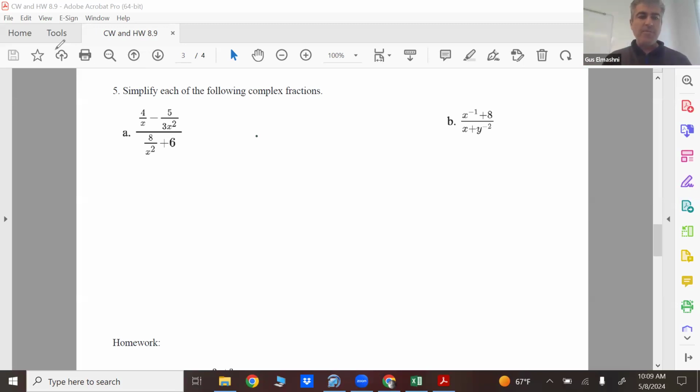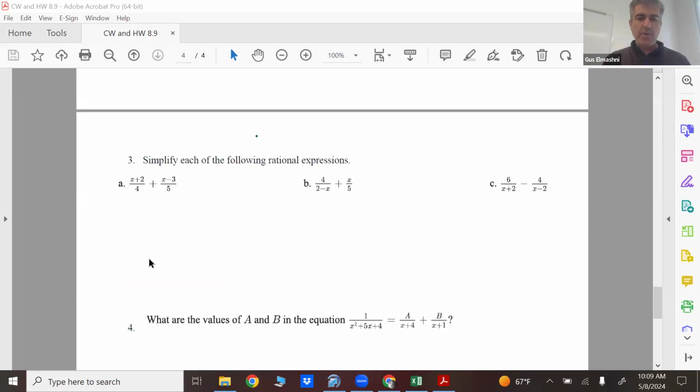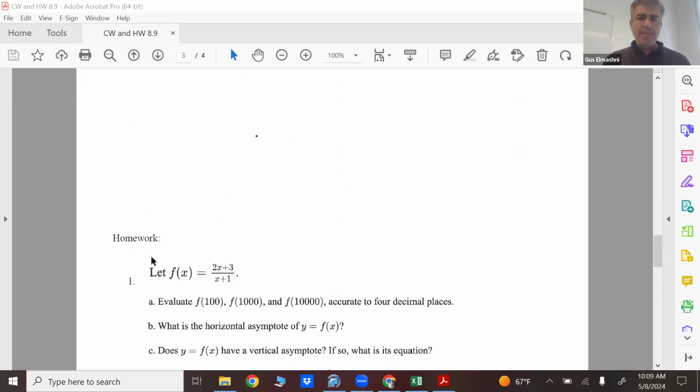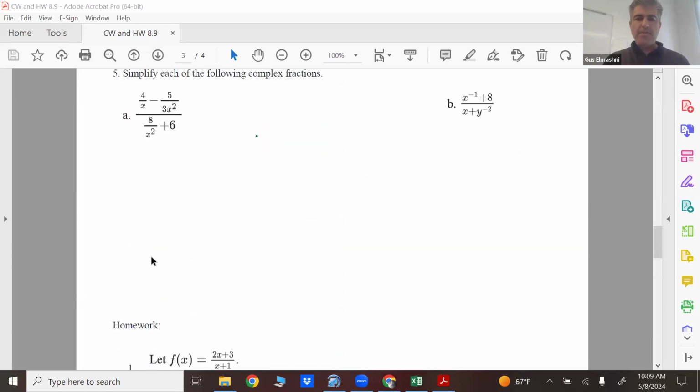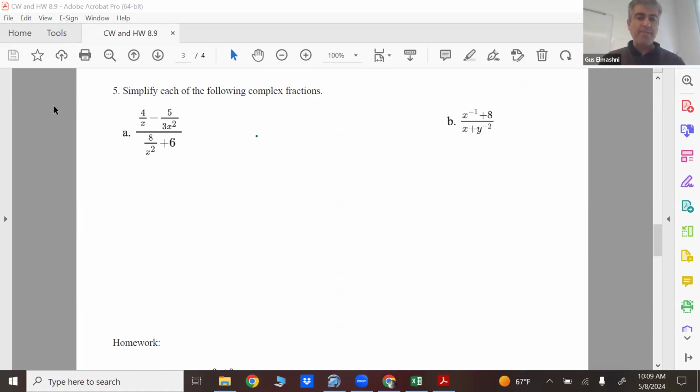Okay, last thing we'll do, and they're all done. You guys can work on the homework. These are called complex fractions because they do look complex. It's not so hard once you get the hang of it. So it's basically a fraction within a fraction. That's what's happening there. It's a fraction within a fraction.